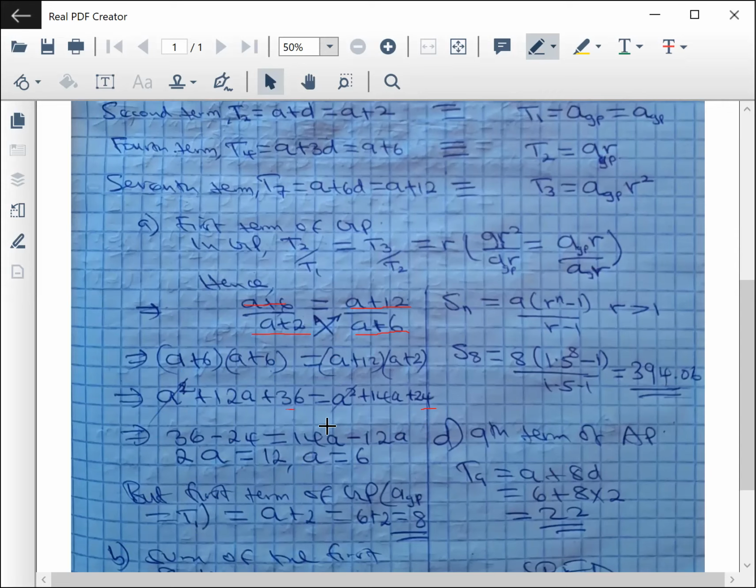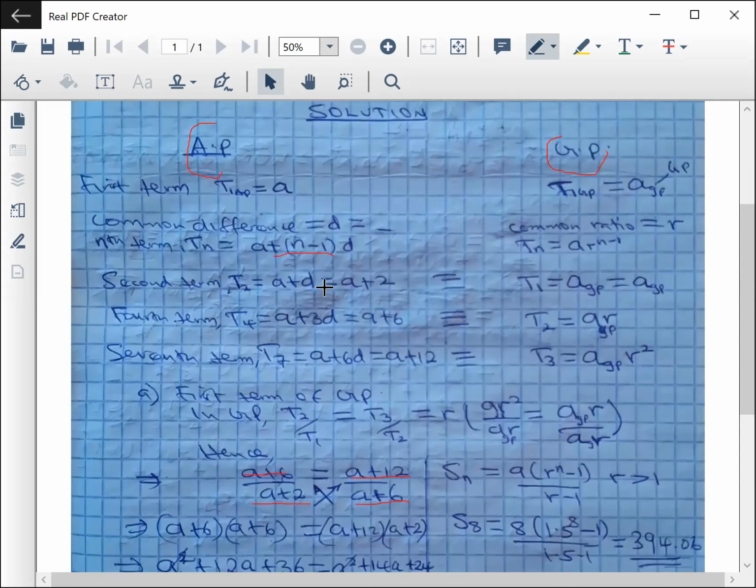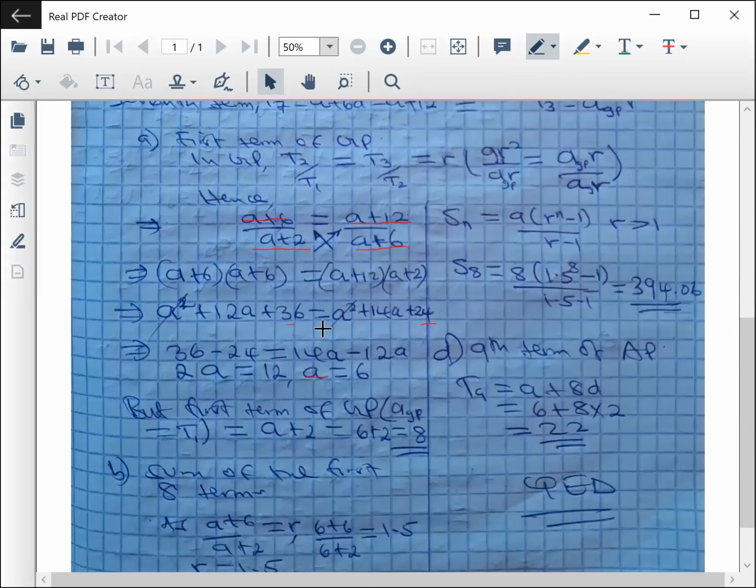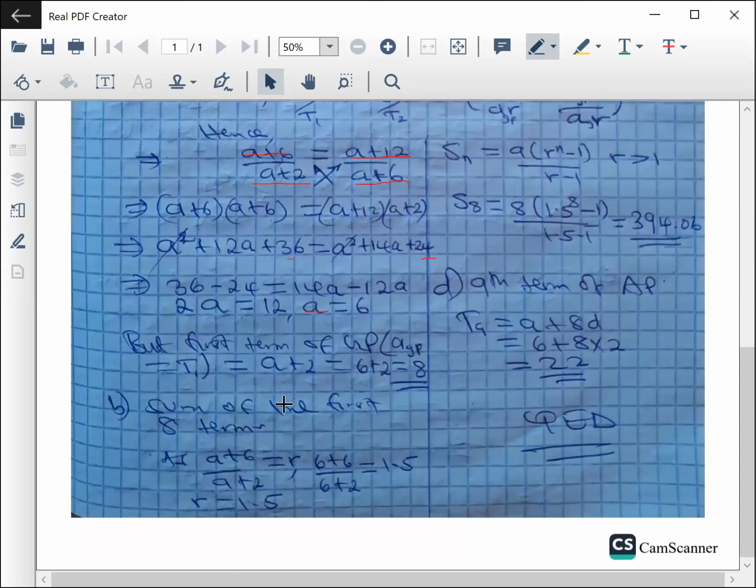So remember, now we get a as 6. This a here is the first term of AP, not GP. Now, when we come back, remember the first term of GP is equivalent to a plus 2. So the first term of the geometric progression is equivalent to the first term of the arithmetic progression plus 2, which is 6 plus 2, so it will be 8.